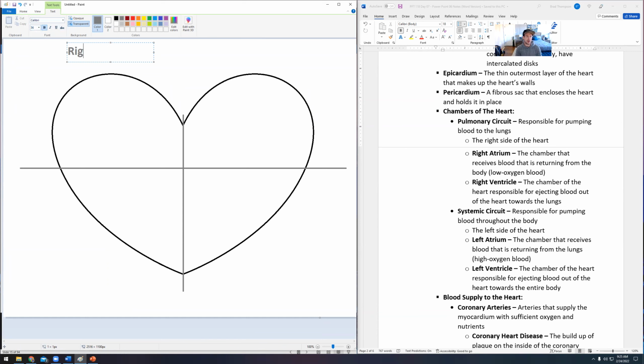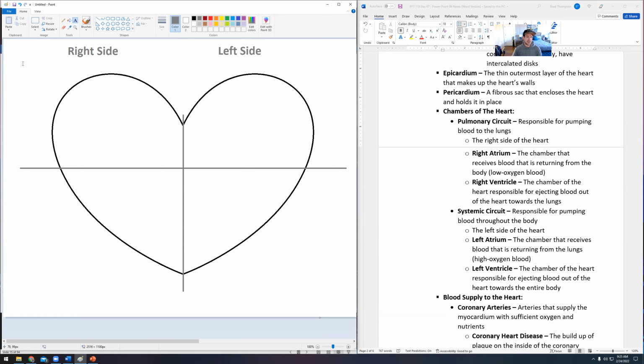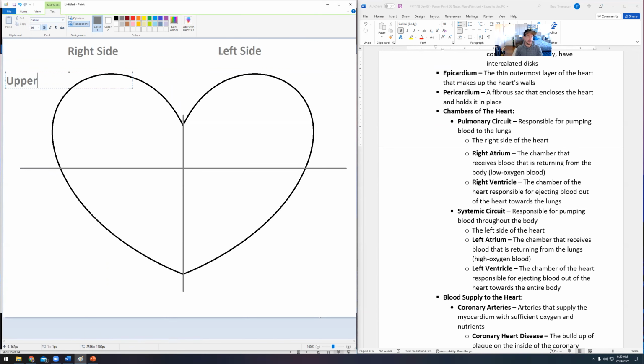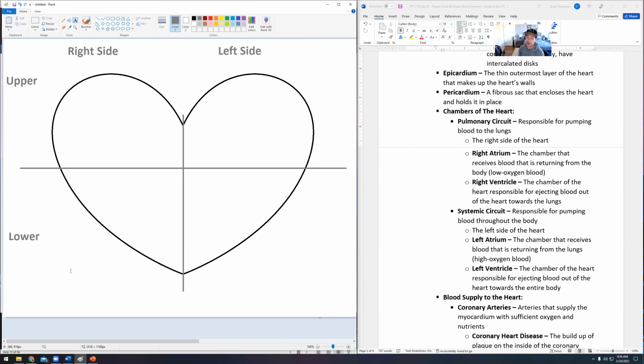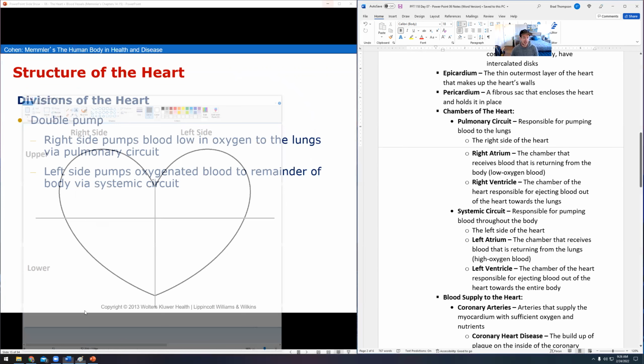So this is going to be the right side of the heart over here. This is going to be the left side of the heart over here. This is going to be the upper portion of the heart here, and this is going to be the lower portion of the heart here. So now we've got 4 quadrants, right? And they're each going to have a different task, a different role. And you can see that here, right?